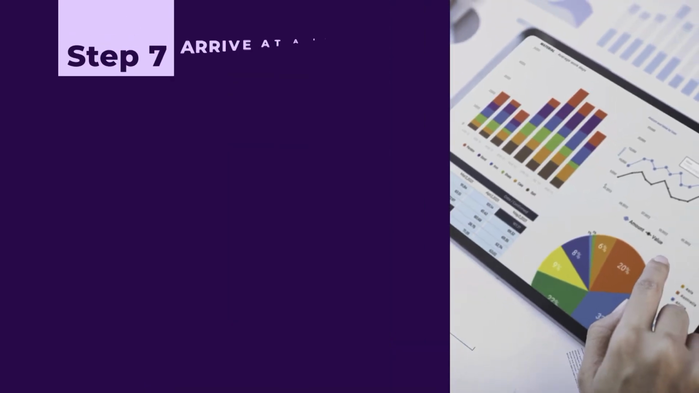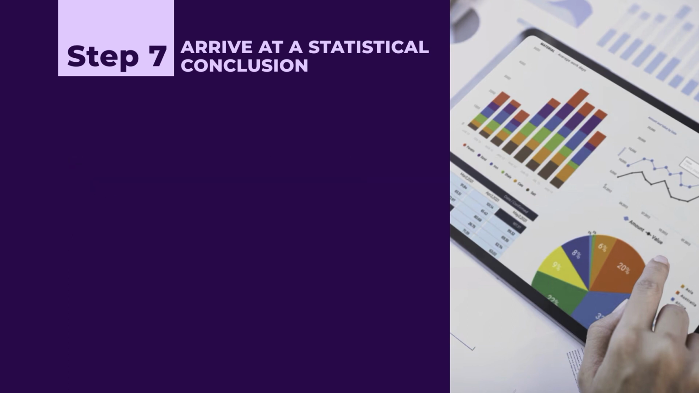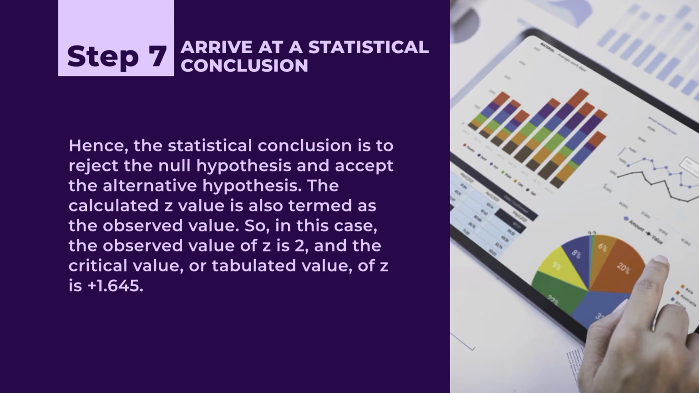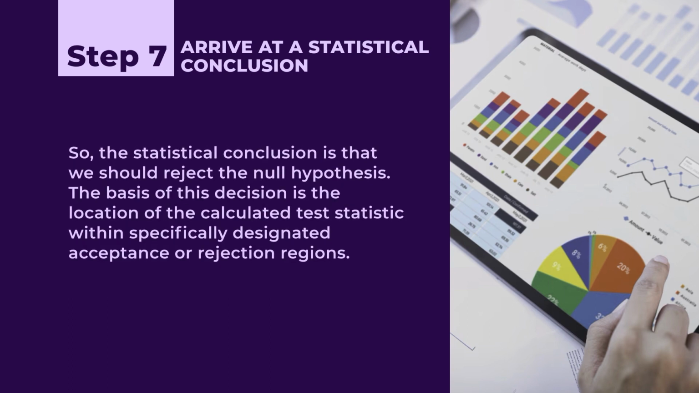Now at step 7, we arrive at a statistical conclusion. Here the calculated Z value is 2, which is greater than the tabulated value of 1.645 that we got from the normal distribution table for the 5% level of significance, one-tailed right-hand test. Hence, the statistical conclusion is to reject the null hypothesis and accept the alternative hypothesis. The calculated Z value is also termed the observed value. So in this case, the observed value of Z is 2 and the critical value or tabulated value of Z is 1.645. So the statistical conclusion is that we should reject the null hypothesis.